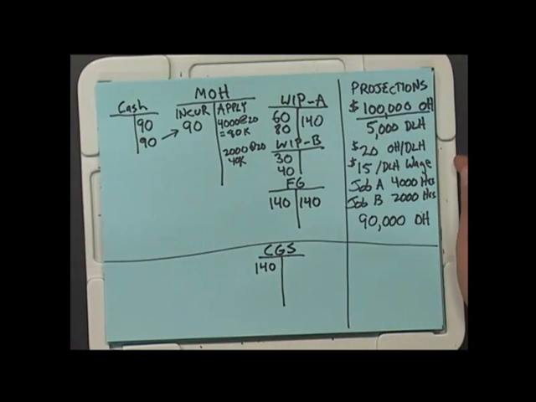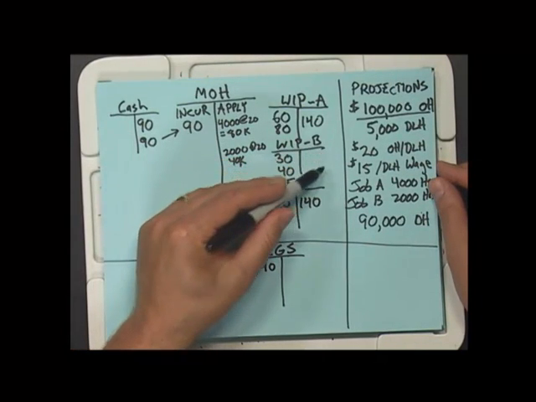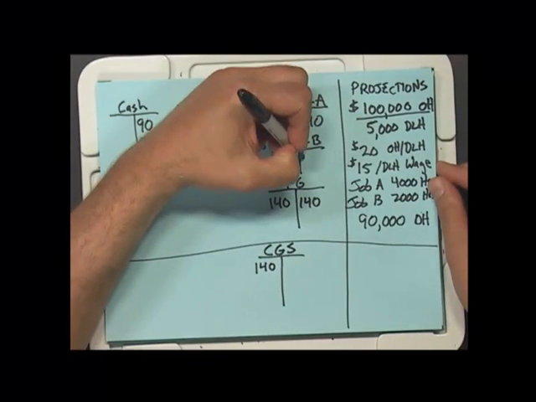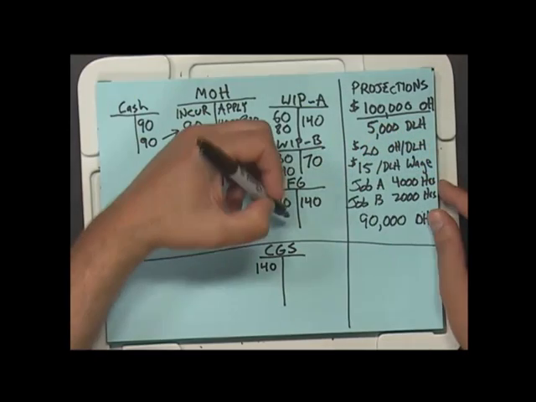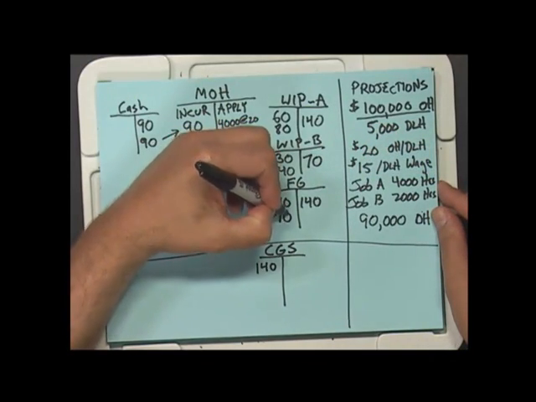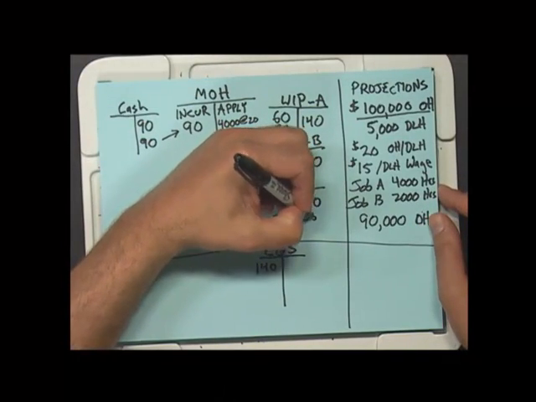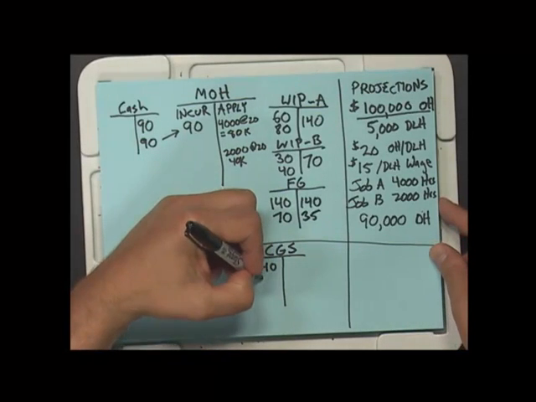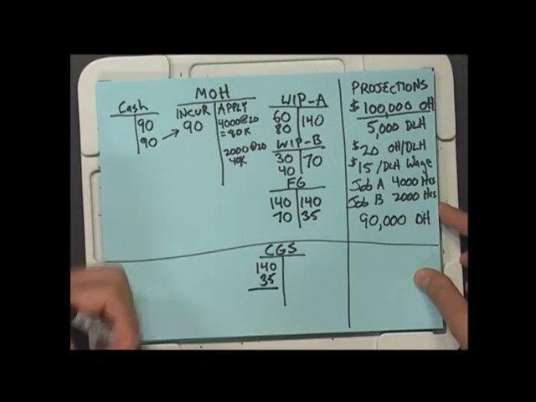And let's also assume that we sold half of job B. So we're going to take 70 to get the work in process in B out. Okay, so it's now been finished, but we only sold half of it so far, so I'm only going to take 35 out of finished goods and put that into cost of goods sold.